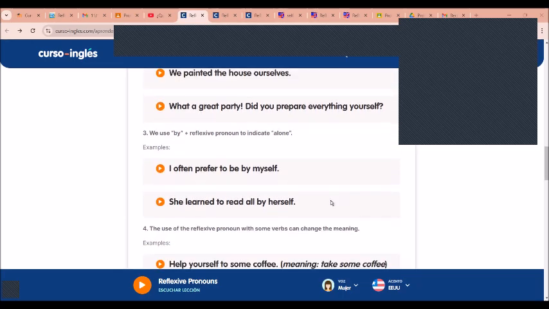Yes, we use "by" plus a reflexive pronoun to indicate alone. Examples: I often prepare to be by myself. She learned to read by herself. I'll be by myself.